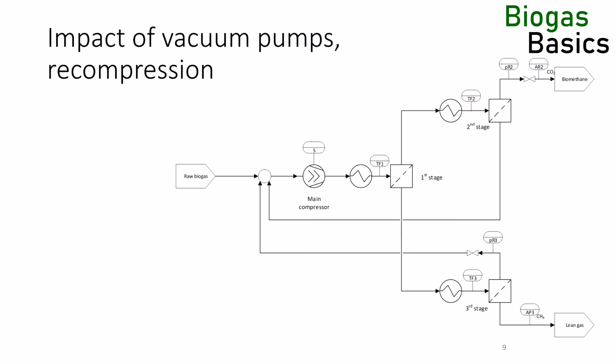The separation efficiency of a membrane depends on the pressure ratio of retentate and permeate. It does not depend on the absolute pressure difference over the membrane, but on the pressure ratio. Let's assume we have a retentate pressure of 10 bar and a permeate pressure of 1 bar. The pressure ratio is 10.